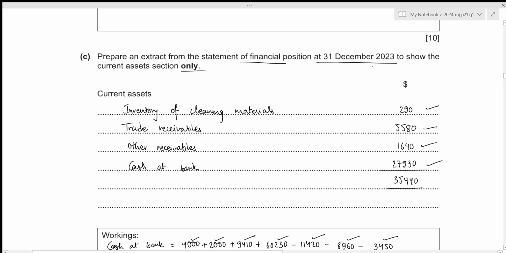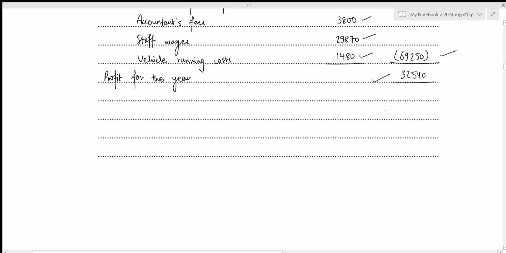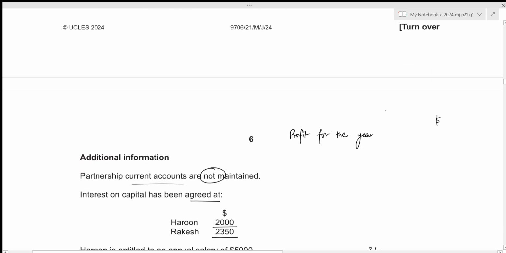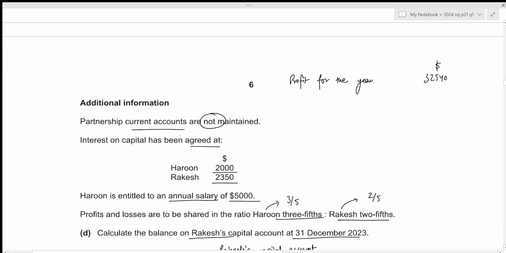Which we calculated before. That will be 32,540. Then interest on capital is something that will have to be paid by the partnership. It means that this will reduce the profit for the year. So we need to subtract the interest on capital. That will be 2,000 plus 2,350, which results in 4,350.